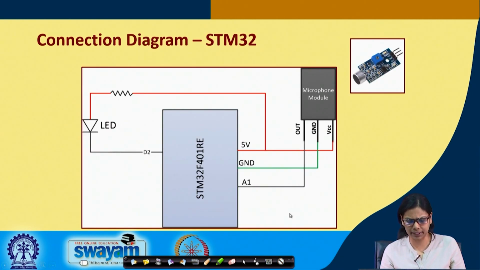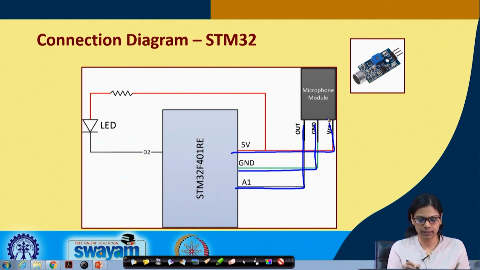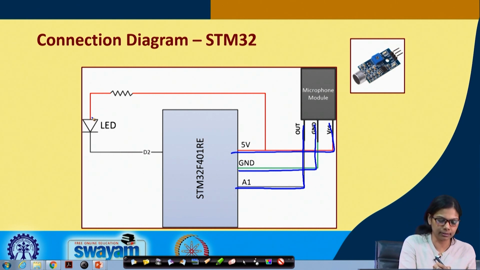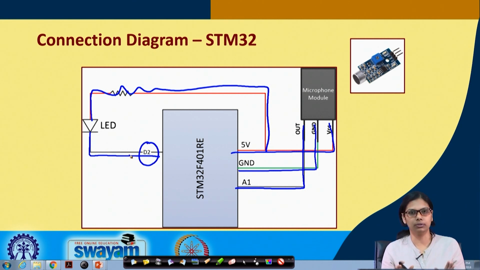This is the connection diagram. The out pin is connected to analog pin A1, the ground is connected to ground, and this is connected to the 5 volt. For the LED, the anode is connected through a resistance to VCC and the cathode is connected to pin D2. This is all about the connection.